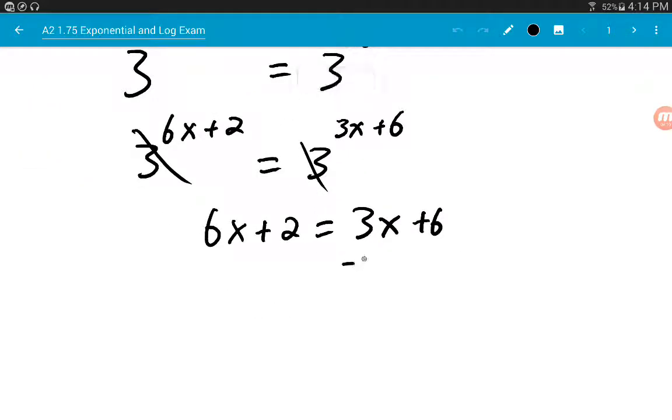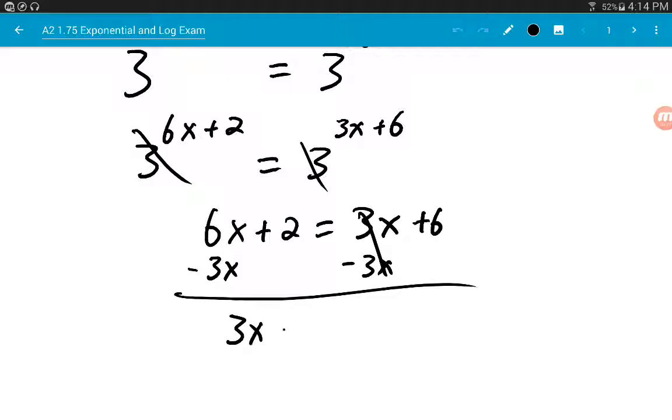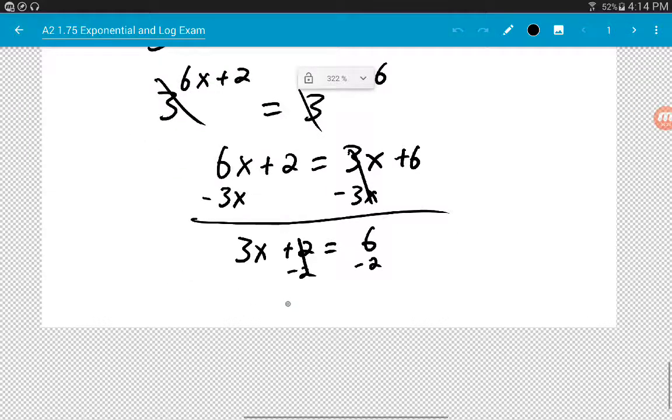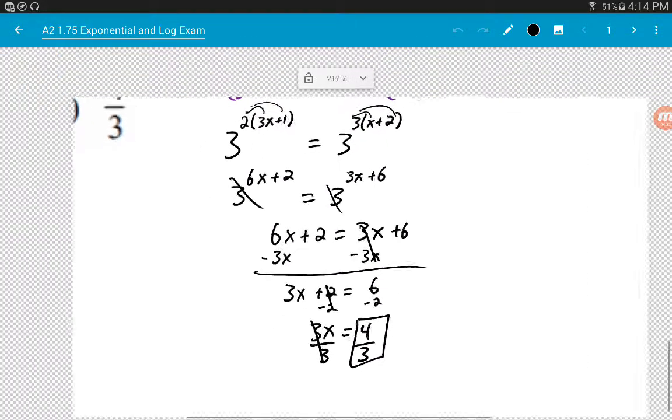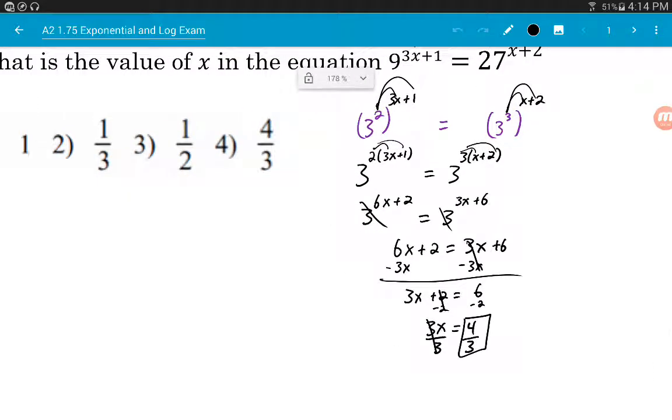And now I just have to solve for x. Minus 3x, minus 3x. We get that 3x plus 2 is equal to 6. Minus 2, minus 2. I get that 3x is equal to 4. And divide both sides by 3 to get x by itself. And x is equal to 4/3. So my answer is 4.